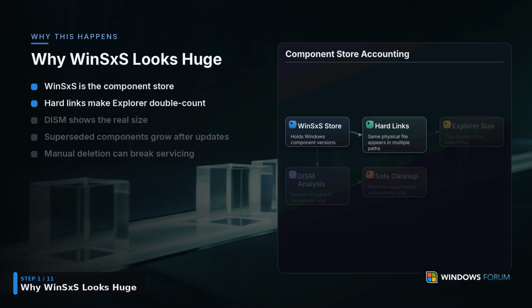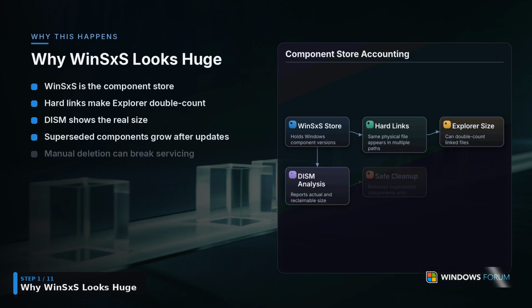Because many files are hard links, the same physical file can appear inside WinSxS and in places like System32 at the same time. Windows still needs that store for servicing, repair, and updates, so you never delete files inside it manually. DISM is the safe tool here because it asks the servicing stack what is really reclaimable instead of guessing from folder size.